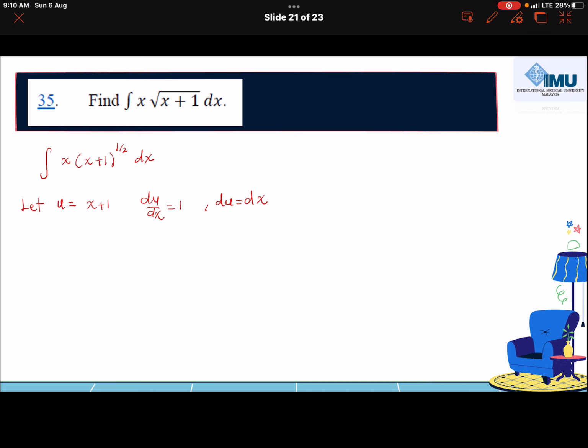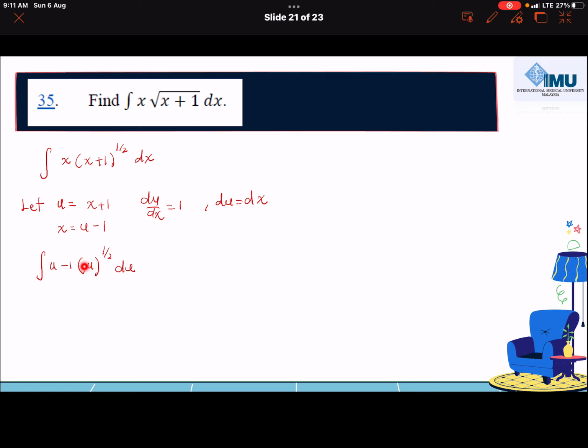Before I proceed, I arrange u equals x plus 1, making x the subject. Then I will get the expression u minus 1. Why do I do so? Let's look at it together. I have the integration of x, where x can be written as u minus 1, and then I have replaced x plus 1 with u, and dx is equal to du. Notice that in substitution, I have replaced all the x with u so that I can integrate with respect to u. And you notice it becomes a simpler function.